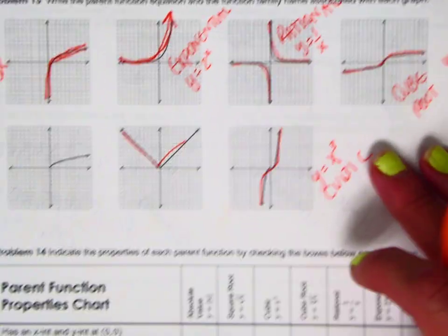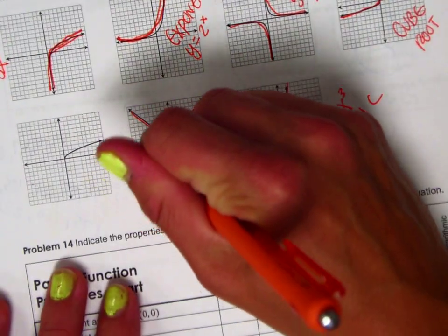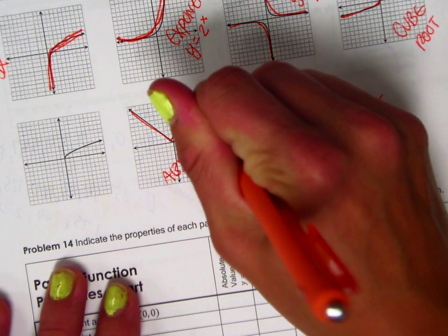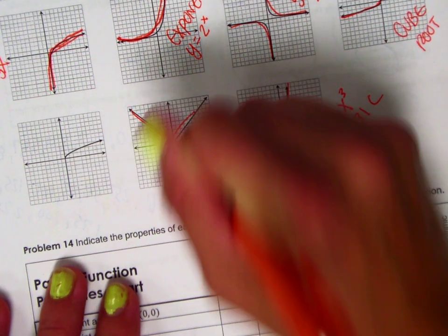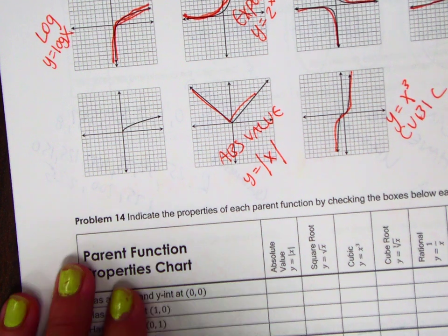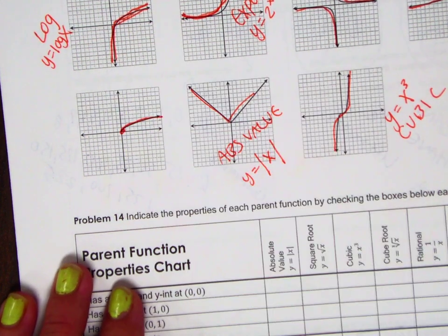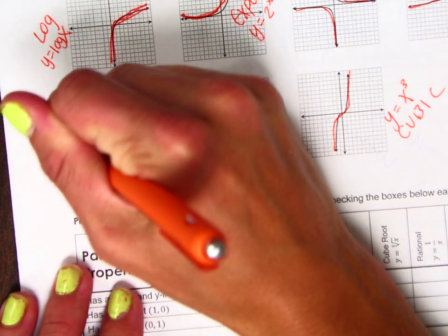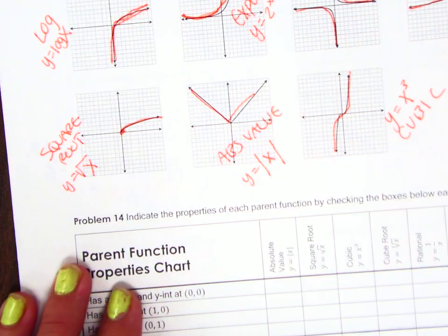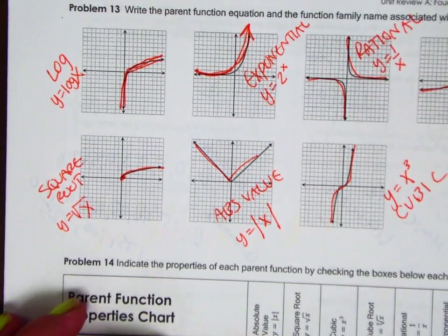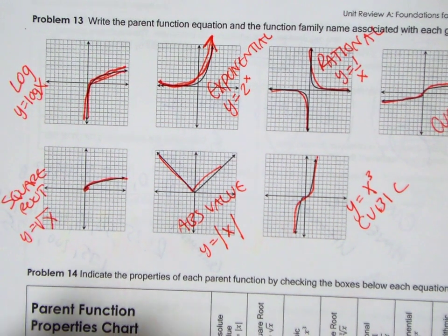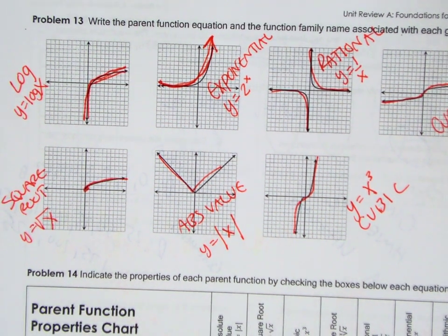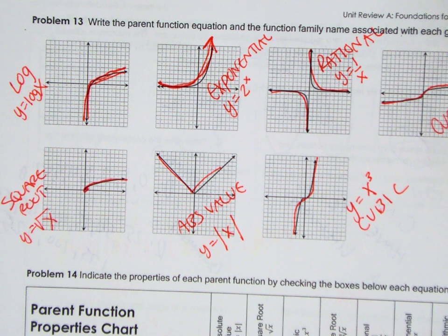The one that looks like a V is absolute value, and it has the little bars around the x. And then the one that's like a point and an arrow, that's going to be your square root, and your function is the square root of x. So make sure you know all of those functions there.